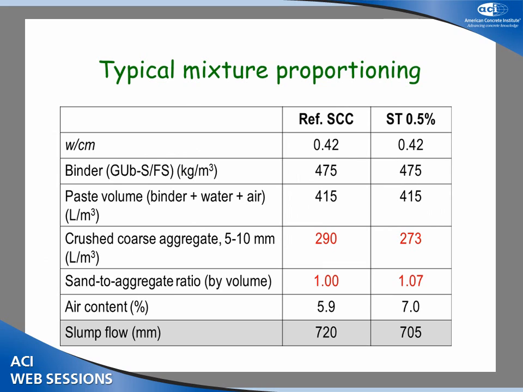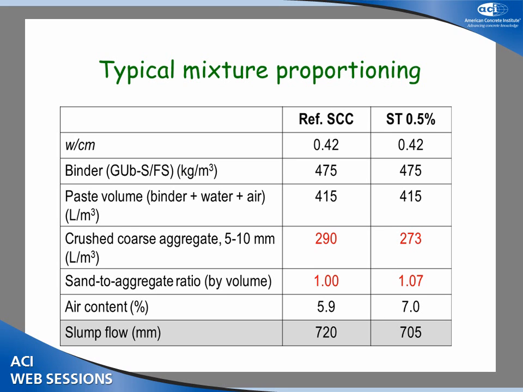And like I said, we have 17 industrial partners always pushing us and wanting to know more and more. And the student, it's taking 5 years to finish his work. But these are typical concrete mixtures. We have the reference SCC with fibers, and this is a steel fiber mixture with 0.5% by volume. So this would be 40 kg per cubic meter of fibers.